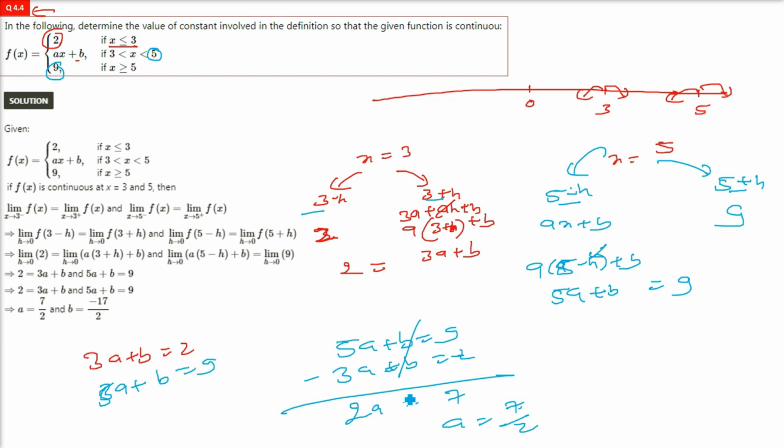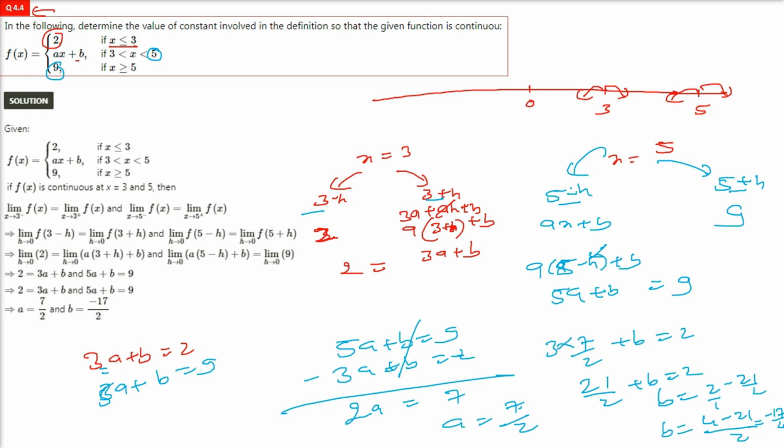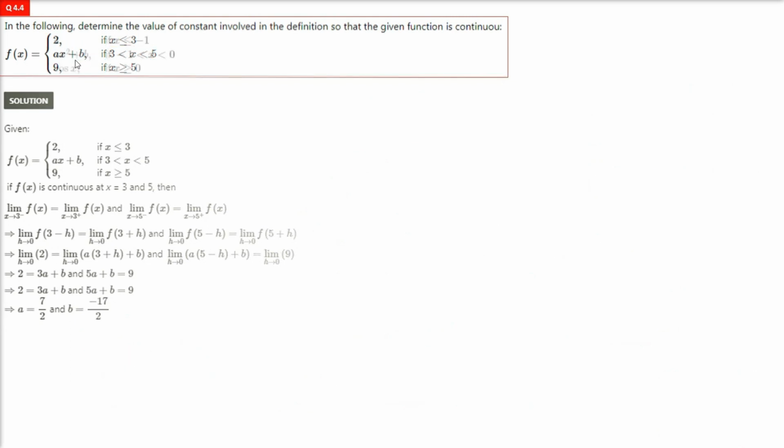Now you can put this 7 by 2 in any of these equations which we just got, and you will get the value of b. I am placing it in 3a plus b equals 2. In place of a, I am replacing it by 7 by 2. 21 by 2 plus b equals 2. b equals 2 minus 21 by 2. So you get 4 minus 21 by 2, which is actually negative 17 by 2. This is your b value. So a and b, this is how you will find the values in other questions which are coming up.